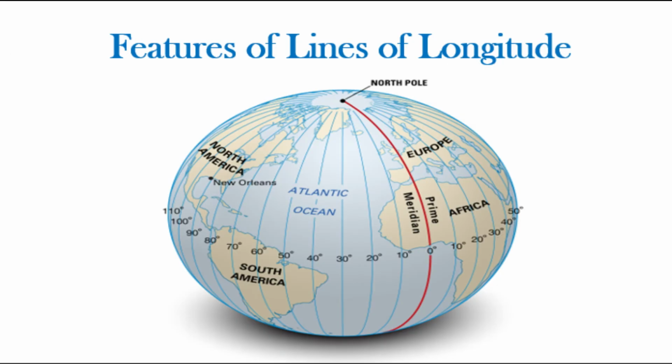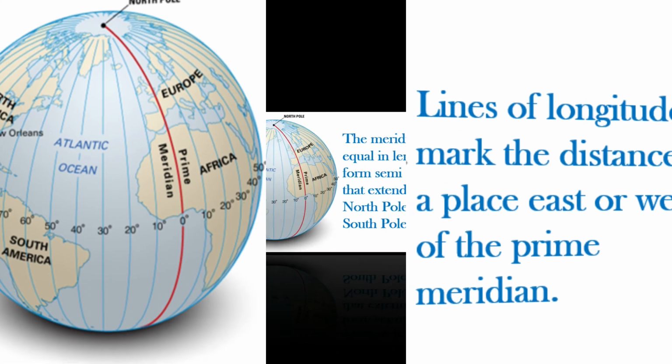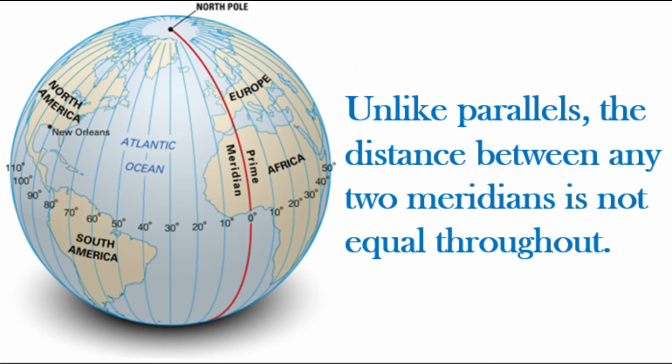Now have a look at the features of lines of longitude. Lines of longitude mark the distance of a place east or west of the prime meridian. The meridians are equal in length and form semicircles that extend from the North Pole to the South Pole. Unlike parallels, the distance between any two meridians is not equal throughout.